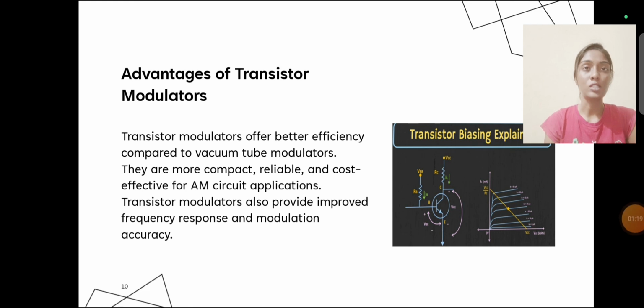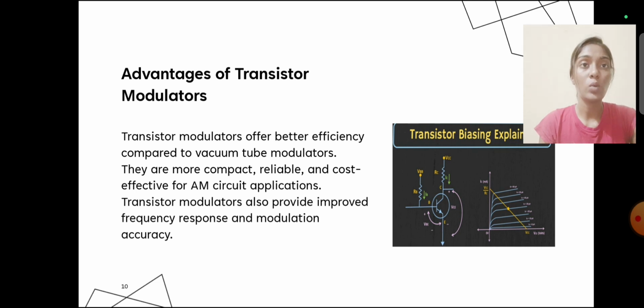Advantages of transistor modulators. Transistor modulators offer better efficiency compared to vacuum tube modulators. They are more compact, reliable, and cost efficient for amplitude modulation circuit applications. Transistor modulators also provide improved frequency response and modulation accuracy.